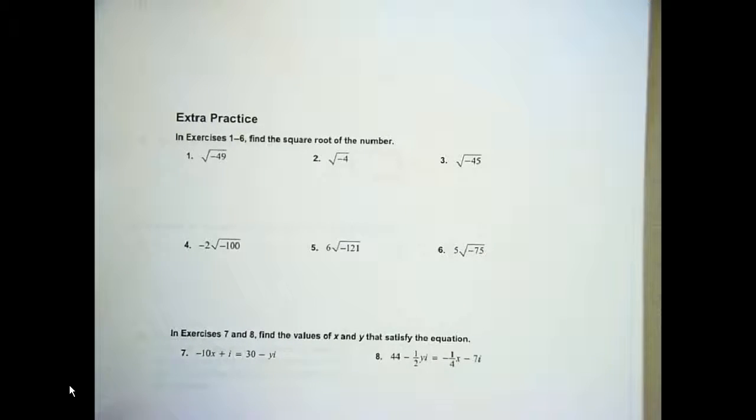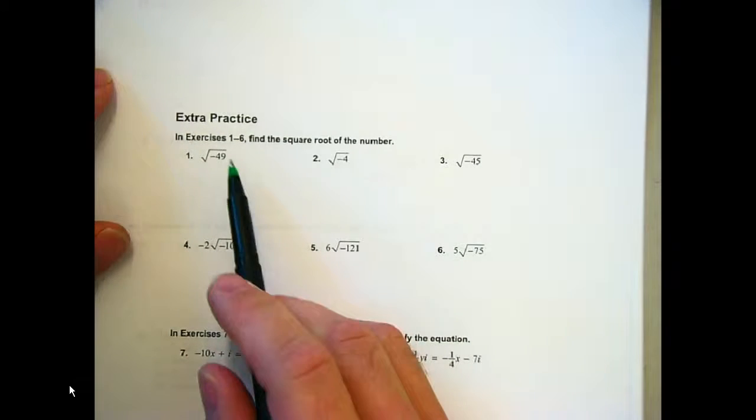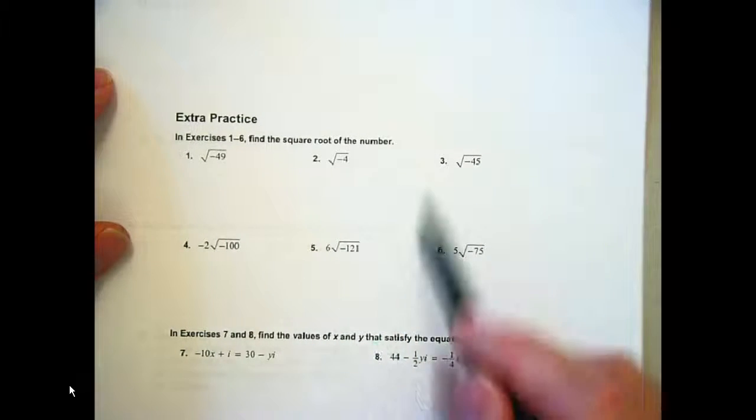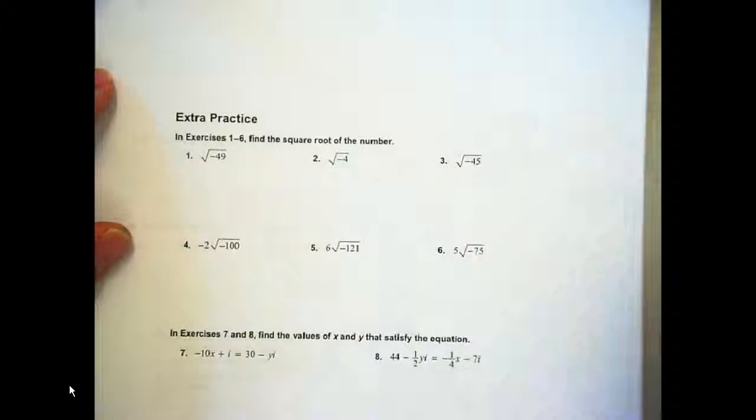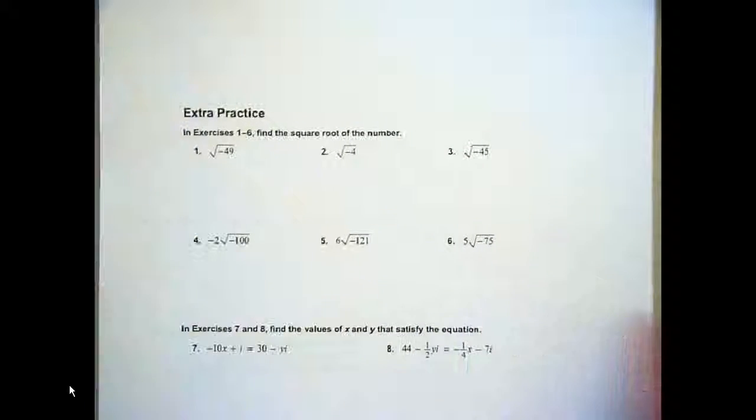So first, simplifying 1 through 6. I think you know how to do that, but I want you to try number 1 and number 4 right now. If you're waiting around for the class, you can do the others. We're going to have to do them all at some point, but do one.